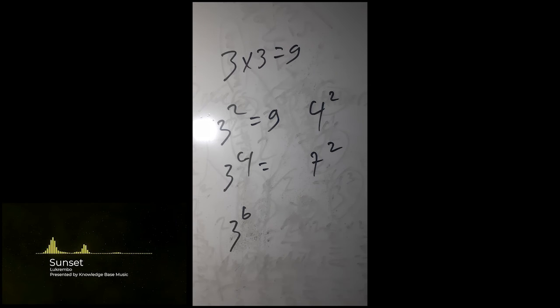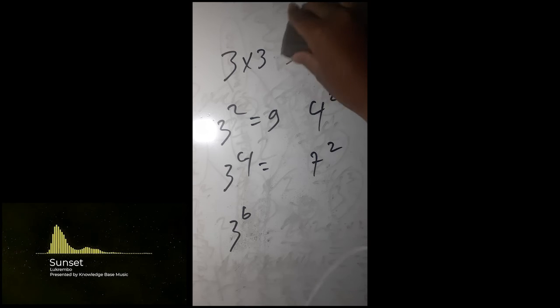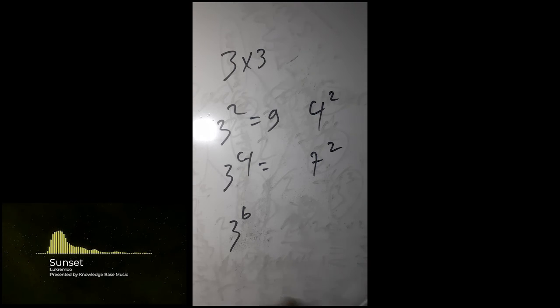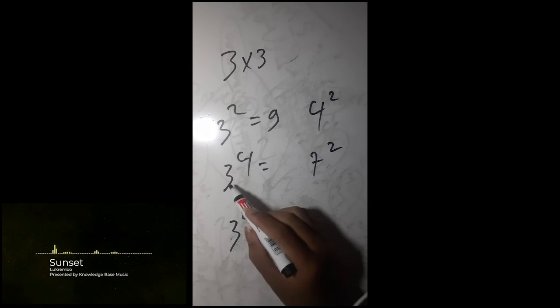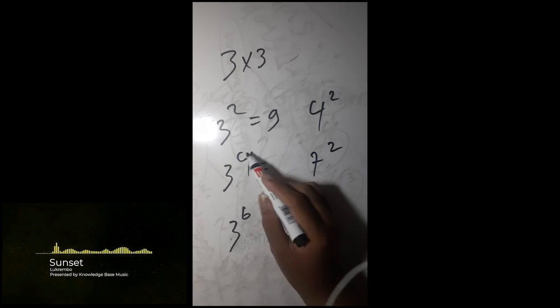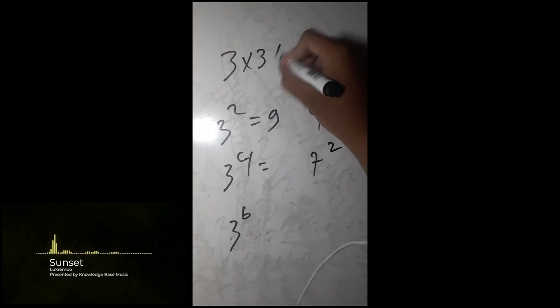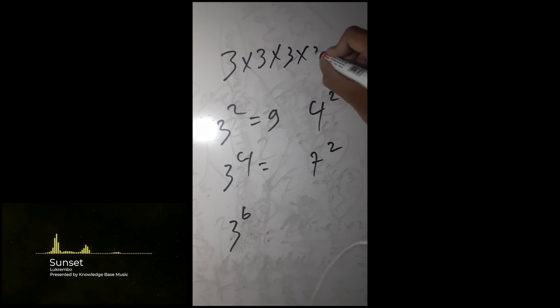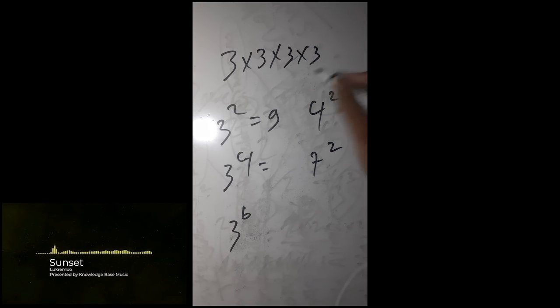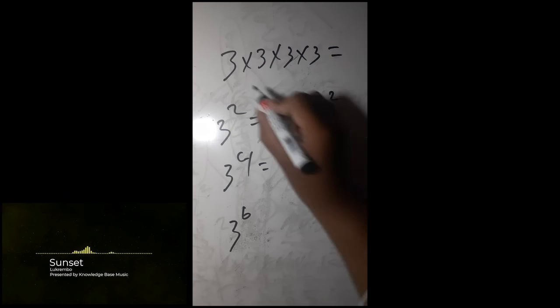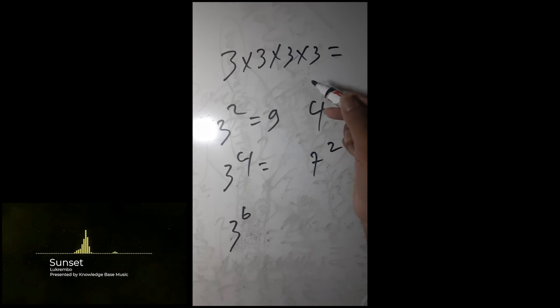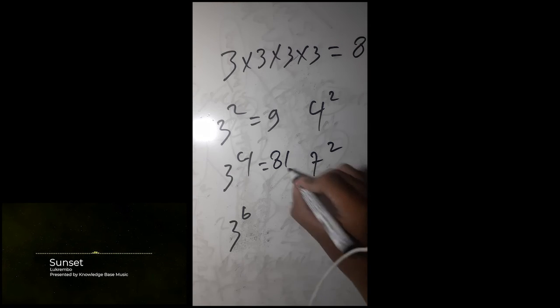Now, 3 to the power of 4. What does it mean? It means 3 multiplied by 3 for 4 times. That's right, 3 multiplied by 3 for 4 times. Now we already have 2 here, 3 multiplied by 3, then we will multiply it by 3 again, then we will multiply it by 3 again. Now, we just count as usual. 3 times 3 is 9, 9 times 3 is 27, 27 times 3 is 81. There we go, okay, so this is 81.